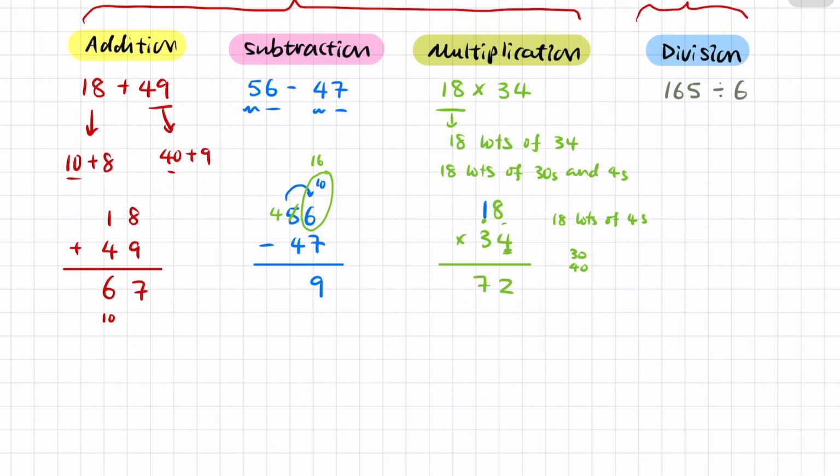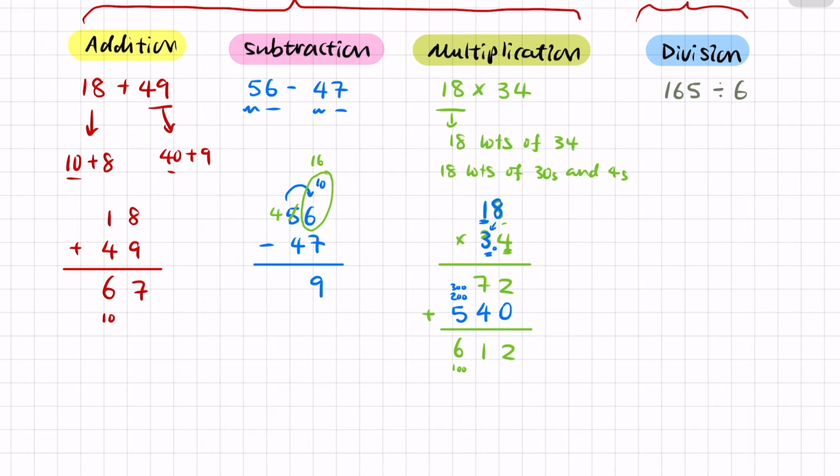Now we need to work out 18 lots of 30s. 8 lots of 30 is 240, carry 200. 10 lots of 30 is 300, so that is 500 in total. Therefore, the final answer is 612. So what we are doing here is you first multiply 4 by 8 and 10, and then you multiply 30 by 8 and 10. In the end, you will have to add your answers together. That will give you 612.